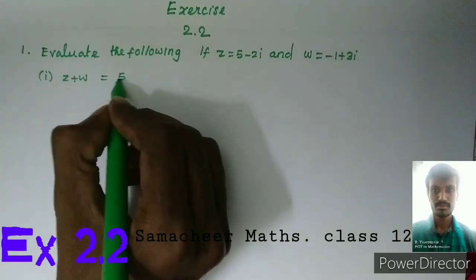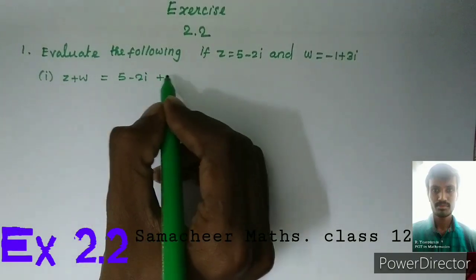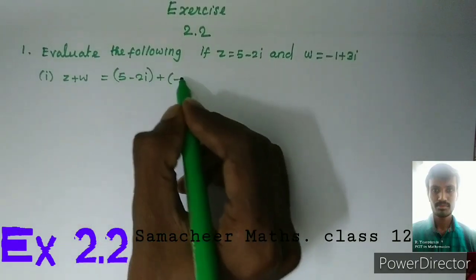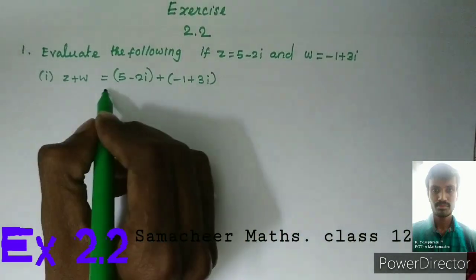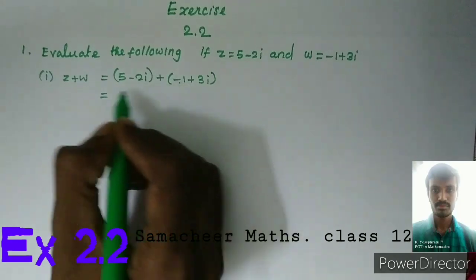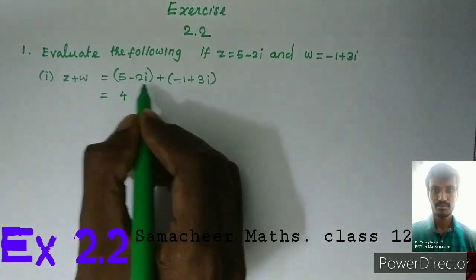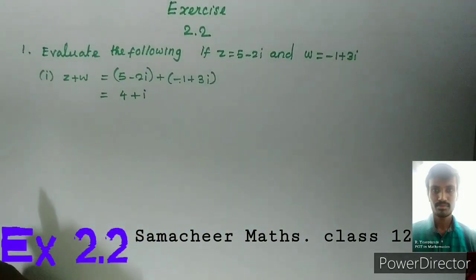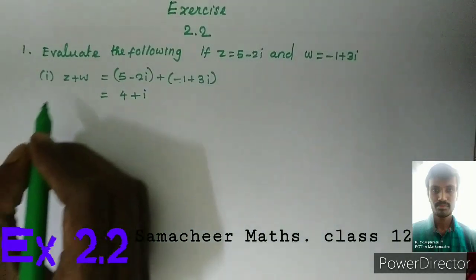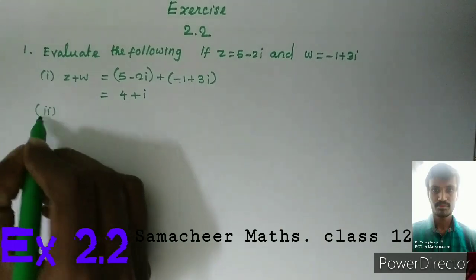The question is, find the sum of the two values. Z plus W is equal to what? So Z plus W is equal to, first bracket Z, second bracket W. First you want to find the sum of the real parts, that is 5 minus 1 is 4. The imaginary part is minus 2i plus 3i, so in total it is plus 1i.